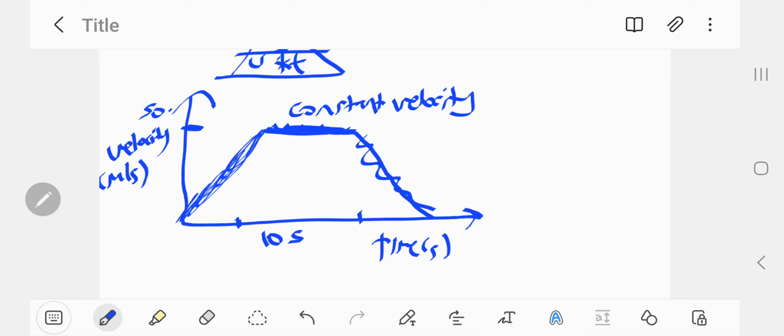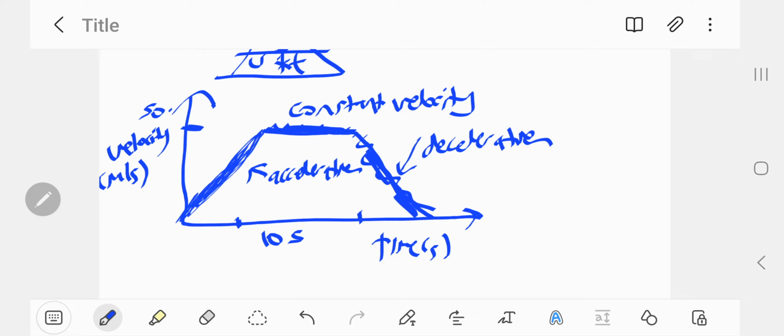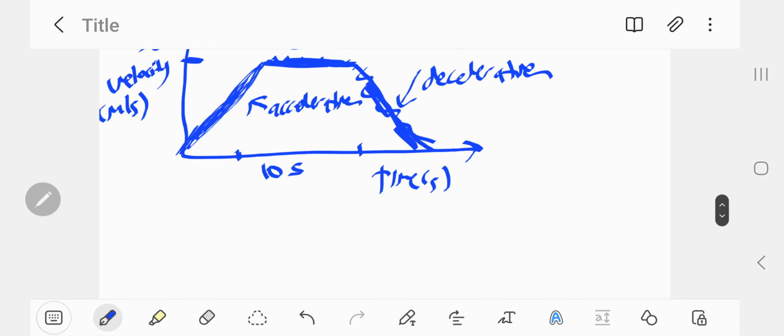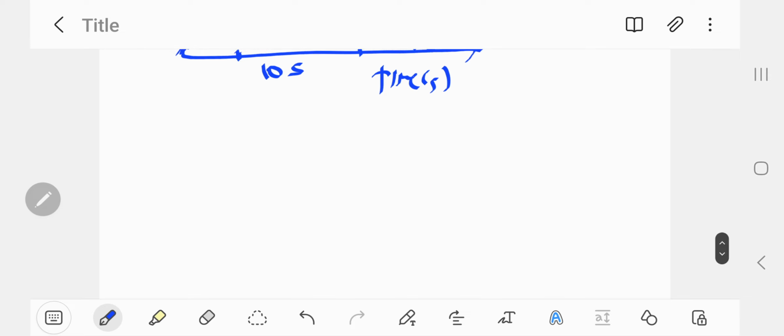Whenever you have a line like this, a slope, that indicates acceleration. The car is accelerating. And whenever you have a negative gradient, a negative slope, that indicates deceleration. The car is slowing down. Why is that the case? Because acceleration is an indication of changing velocity. So the velocity of the car is changing along this slope and along this slope. And this will lead me into acceleration time graphs.